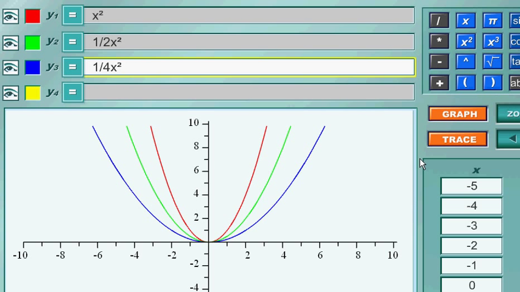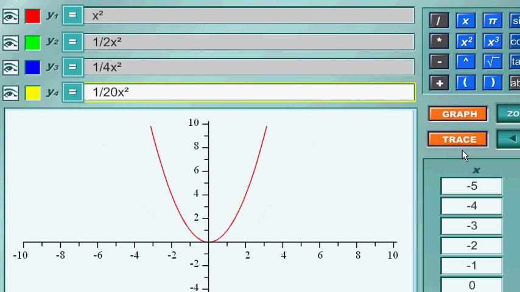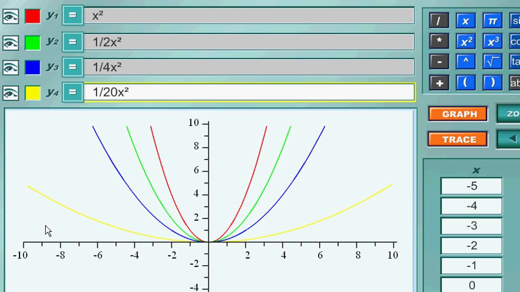Okay, the blue one is 1/4. It's even wider. Okay, let's get crazy. Let's go 1/20 x squared. Graph. So there's x squared, 1/2 x squared. Ooh, that yellow is kind of hard to see. But this is 1/20 x squared. So you can see what happens. It just gets wider and wider and wider.